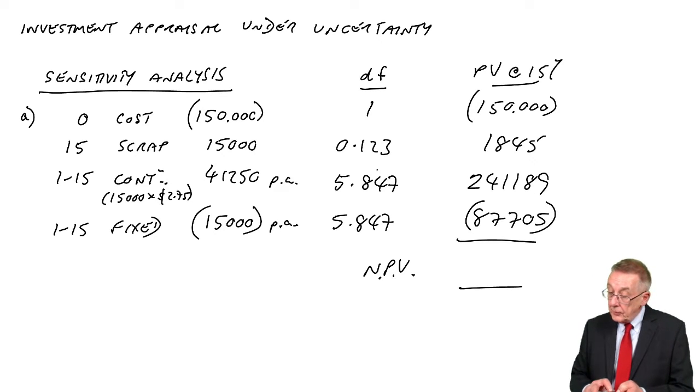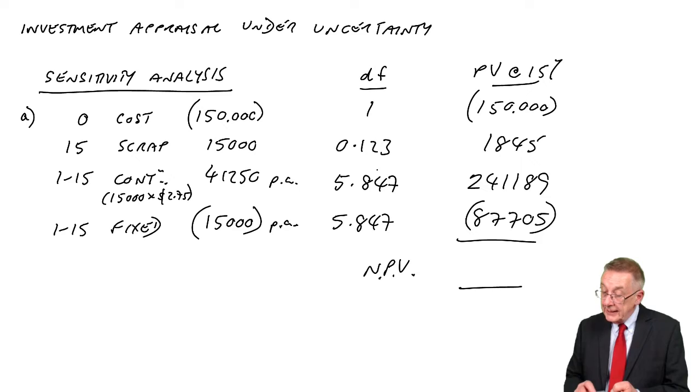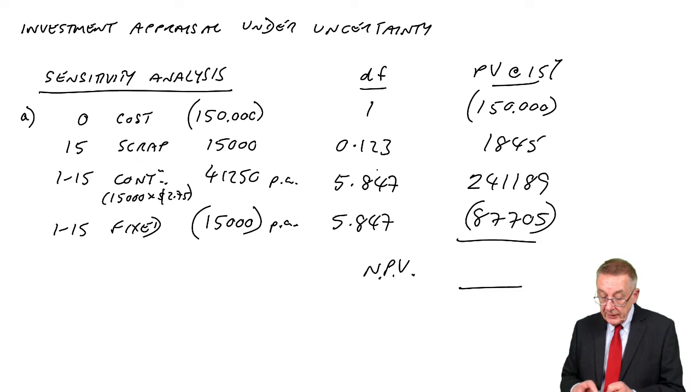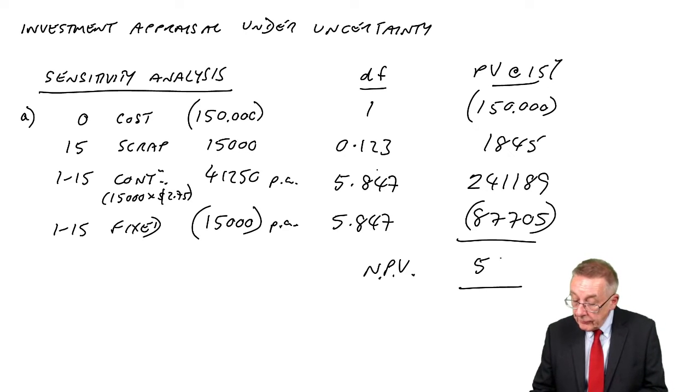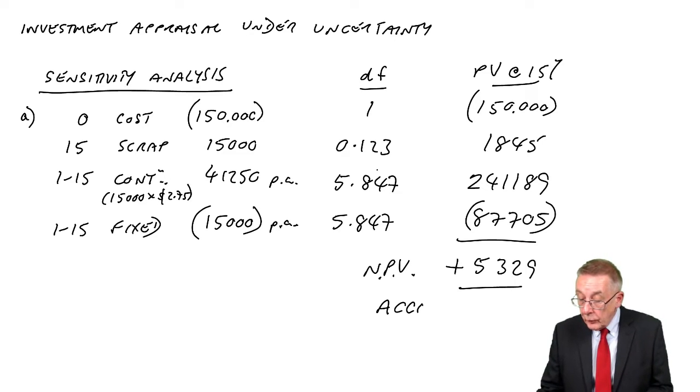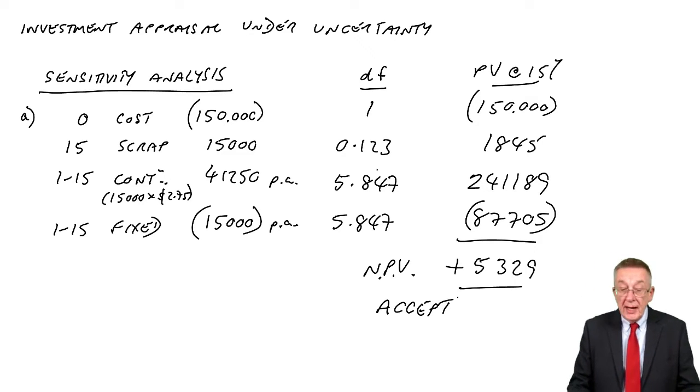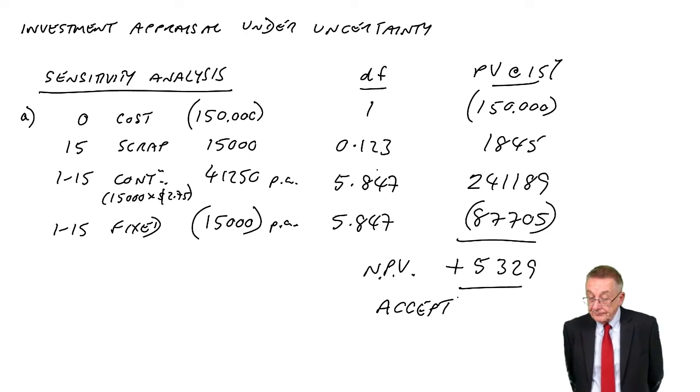And so the net present value, 1845 plus 241,189 minus 87,705 minus 150,000 is 5329. It's positive, and therefore on these figures we will accept the project.